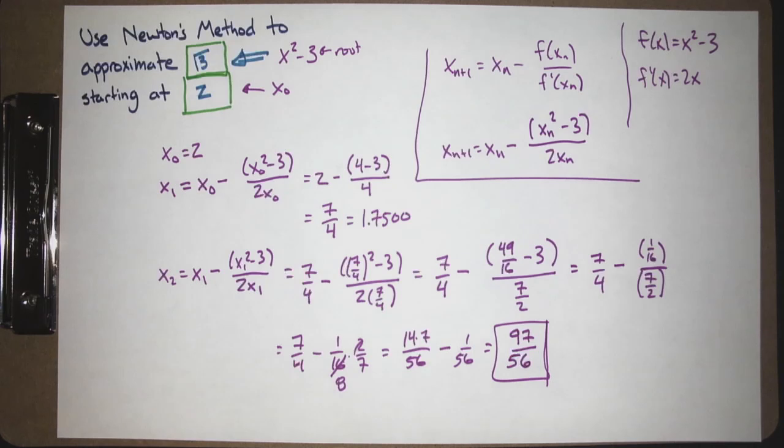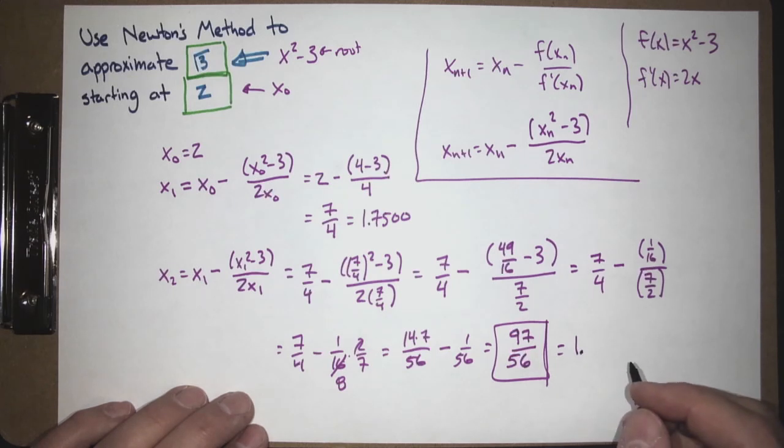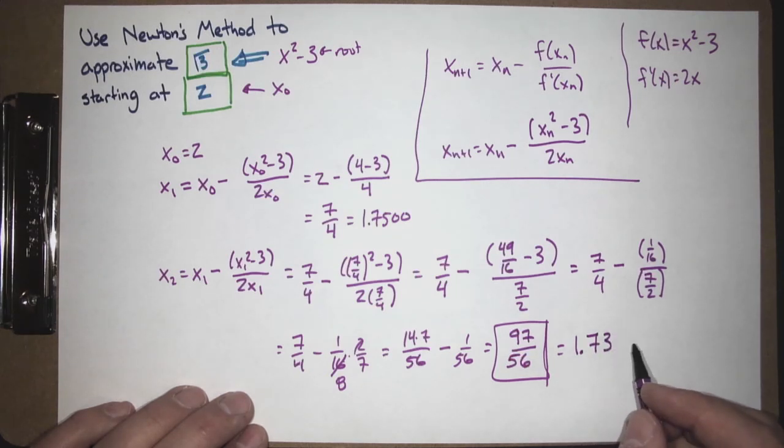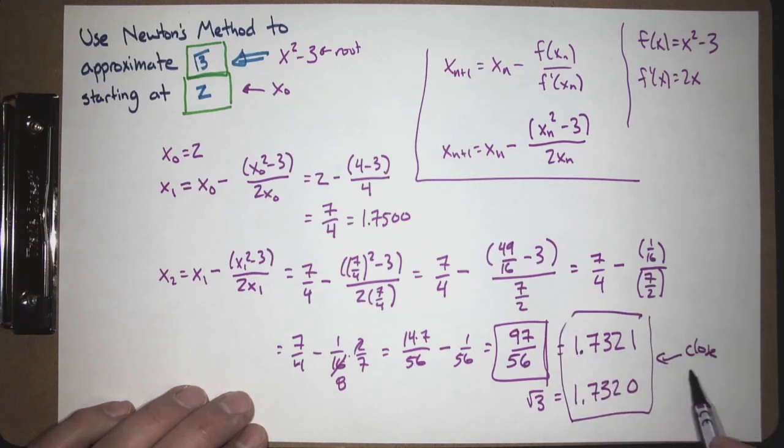Okay, so this one I don't know. Does anybody know what this is decimal-wise? 1 point 7.3. Do you have a few more digits? 2. Okay. Maybe one more digit? 1. Okay. What does square root of 3 equal? How did we do? 1.7320. Okay, so for an engineer, it's not exactly the same, but it's close enough.